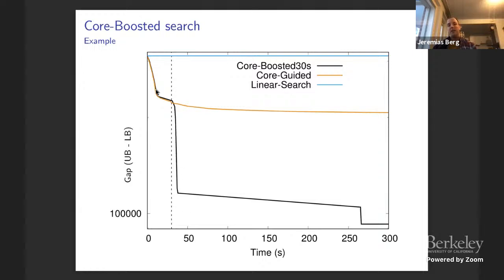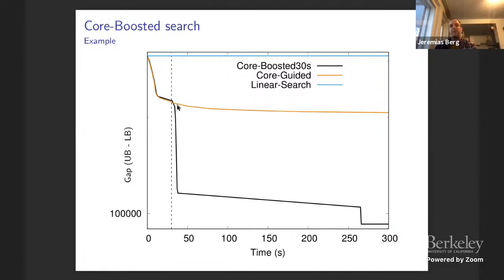And now the orange line here is a core guided component, which initially is able to find some cores and improve the bound. But then after some time, it stagnates and gets stuck in this plateau. And then finally, this combination, this core boosted search, starts off in the core guided search, matching its performance. And then before the stagnation happens, it switches to the linear phase.